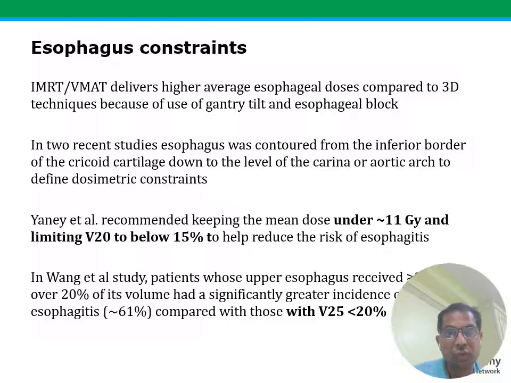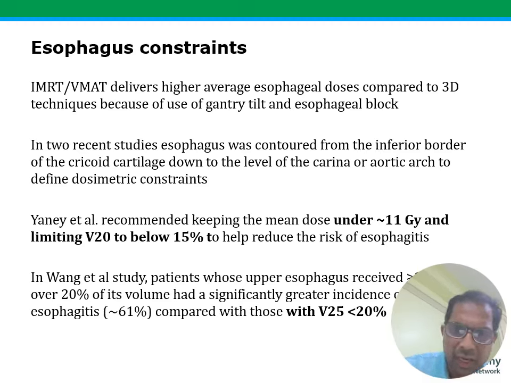There are many studies which have shown that with IMRT and VMAT, compared to 3D, the dose to the esophagus is high. So in 2 recent studies, they defined the denominator as upper esophagus. In one study from OSU, they defined the esophagus from cricoid to bifurcation of trachea, and the other one from cricoid to aortic arch, very much similar.